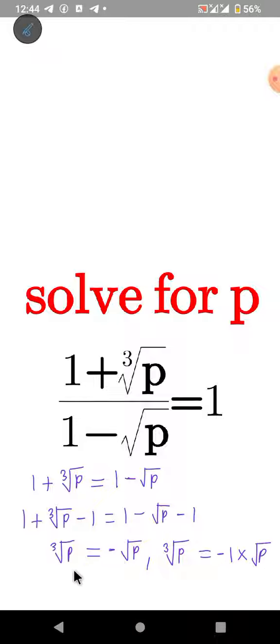Then we'll continue again. The cube root of p can be written as p raised to the power of 1 all over 3 according to the law of indices, then equal to minus 1 times the square root of p, which can be written as p raised to the power of 1 all over 2. This is also according to the law of indices. Then we continue again.